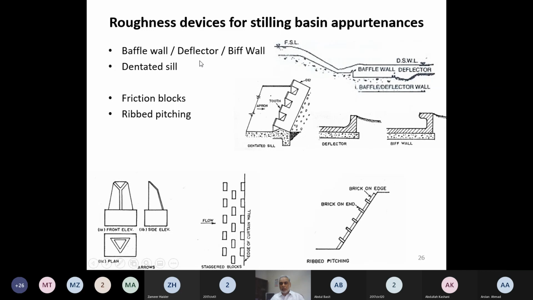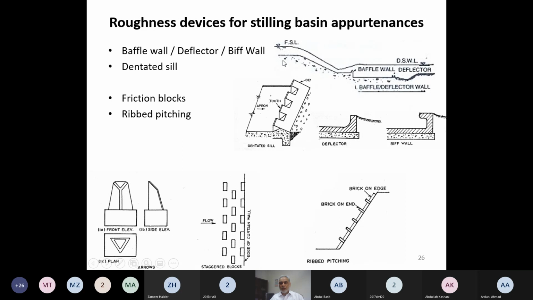For example, we can construct an obstruction on the downstream side all along the width of the canal. That will be called a baffle wall. Any obstruction in the canal, like a weir, is also an obstruction. But if we make a small weir in the stilling basin, at the end of the stilling basin, at the toe of the fall, we will call that a baffle wall. Baffle means something which obstructs the flow.